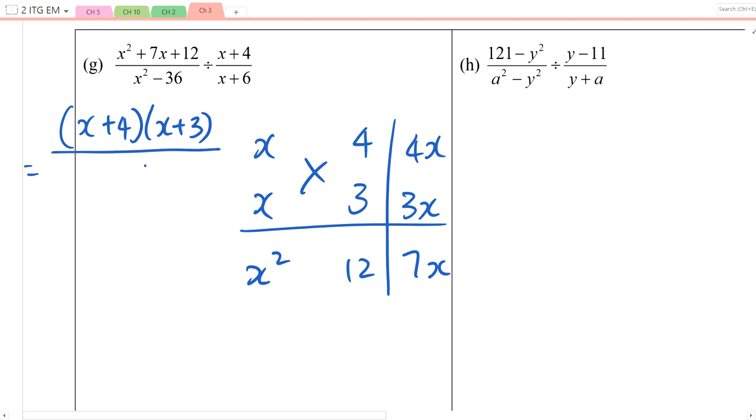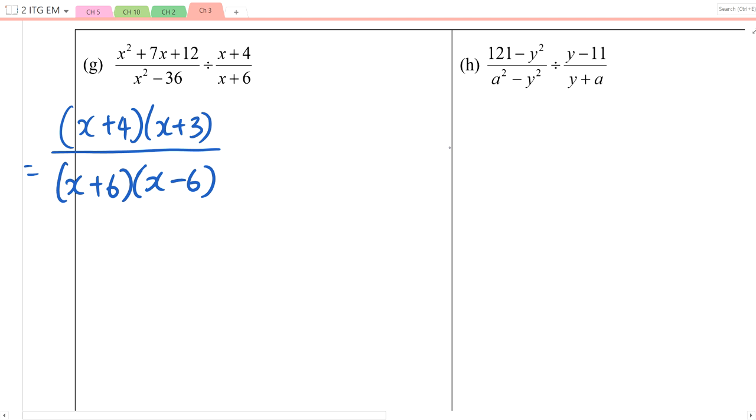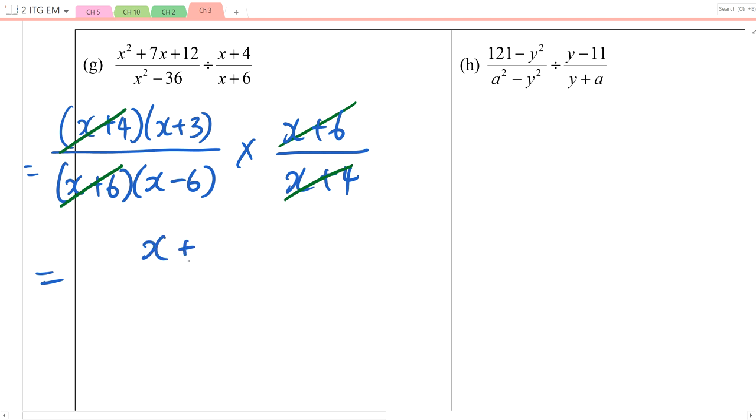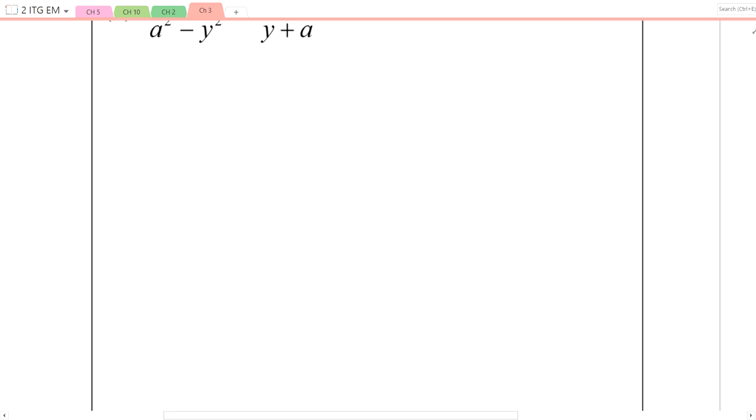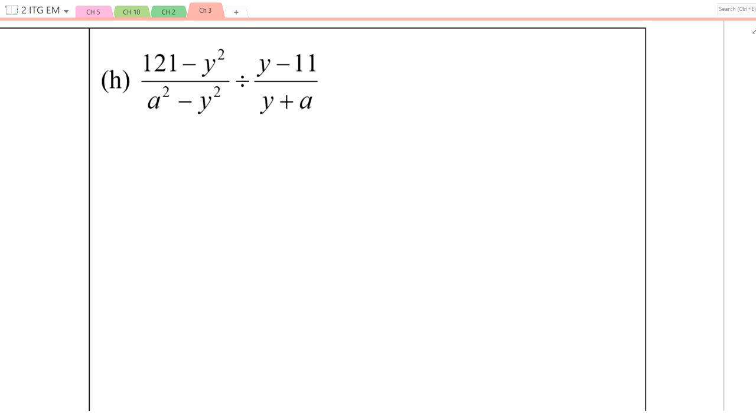Okay, that's the numerator. Denominator, x plus 6, x minus 6. And on the other side, division, change it to a multiplication. The fraction flips. X plus 6 over x plus 4. Start to cancel. X plus 6, x plus 6, x plus 4, x plus 4. We are left with x plus 3 over x minus 6. So let me do it for you.